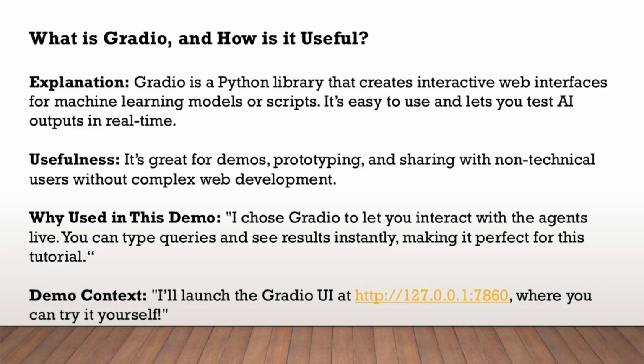Now I would like to showcase the campaign generator in the Gradio UI, but before that, let's understand what Gradio is and how it is useful. Gradio is a Python library that creates interactive web interfaces for machine learning models or scripts. It's easy to use and lets you test AI output in real time. It's great for demos, prototyping, and sharing with non-technical users without complex web development. I chose Gradio in this demo to let you interact with the agents live. You can type queries and see results instantly, making it perfect for this tutorial.